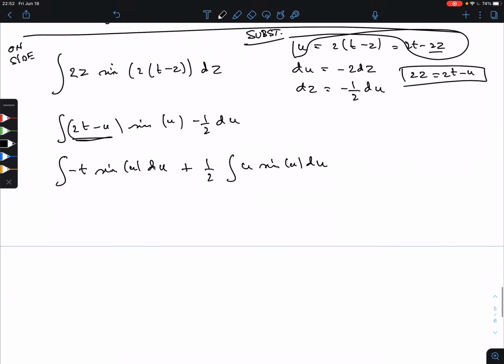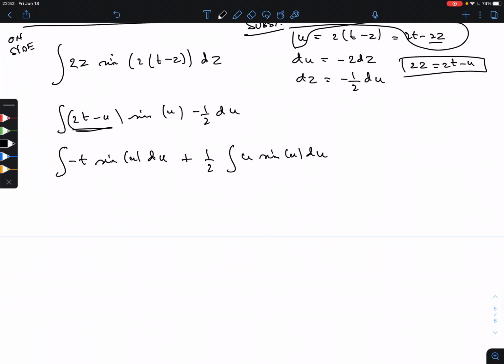Yes? Okay, good. What is the first one? That's very simple, because the t is a constant. So this is minus t cosine u. The derivative of cosine is minus sine, so actually it is a plus here. Okay, so that's the answer of that.